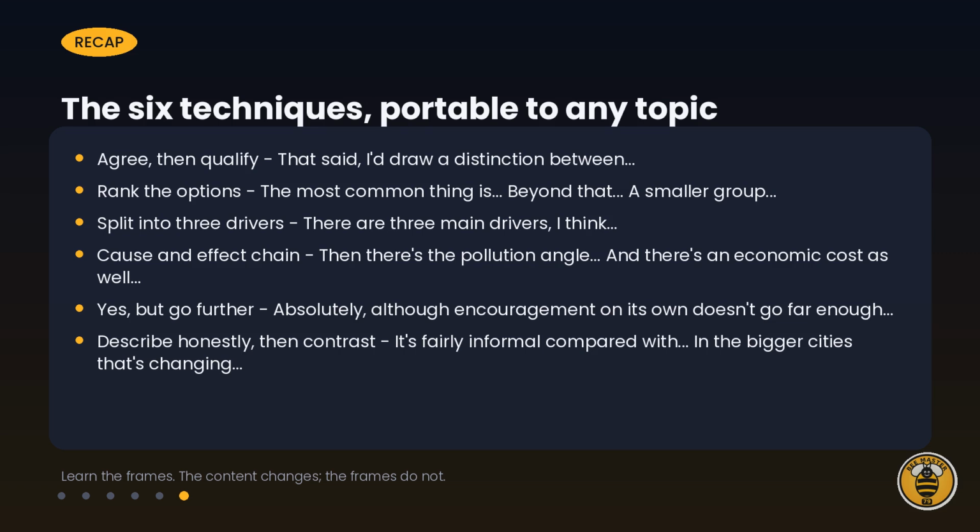Agree, then qualify. Rank the options. Split into 3 drivers. Build a cause and effect chain. Say yes but go further. Or describe your country honestly and then contrast it with somewhere else. Learn the frames. The content changes from topic to topic, but the frames do not.